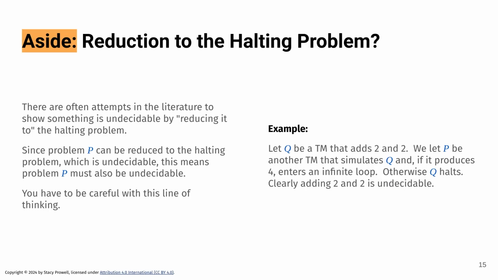So as an example, look over on the right. Let Q be a Turing machine that adds 2 and 2. Let's let P be another Turing machine that simulates Q and, if it produces 4, enters an infinite loop. Otherwise, Q halts. You get that? So to figure out if 2 plus 2 is 4, we need to determine if Q halts. That's the halting problem. So clearly adding 2 and 2 is undecidable, right? This is absurd. This is an absurd example. So don't think like this. That's not the right way to think about what you're trying to do.